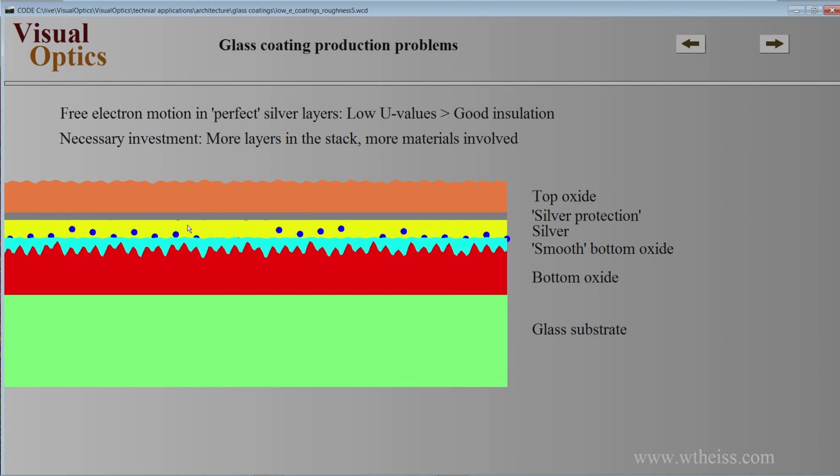Then, before you deposit the top oxide, it turned out to be useful to protect the silver by another metallic layer, which is usually made of titanium or nickel chromium, and that layer is very thin, and it has the function that it protects the silver from the bombardment of sputtering atoms or ions here, and it also protects the silver from oxygen incorporation.